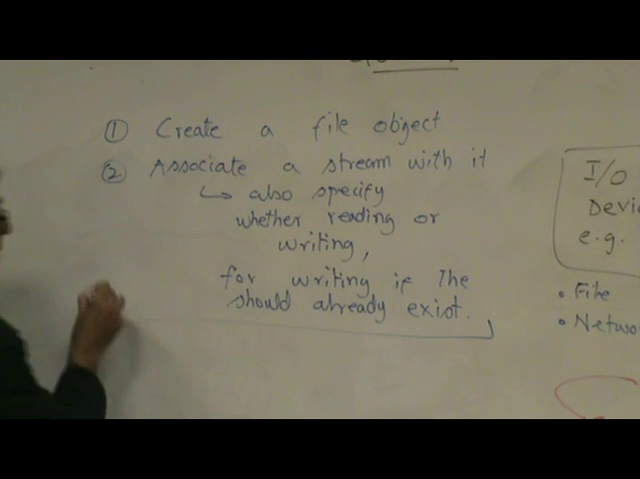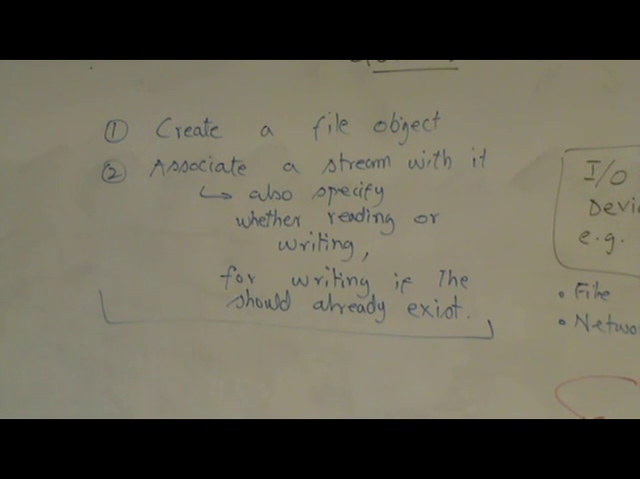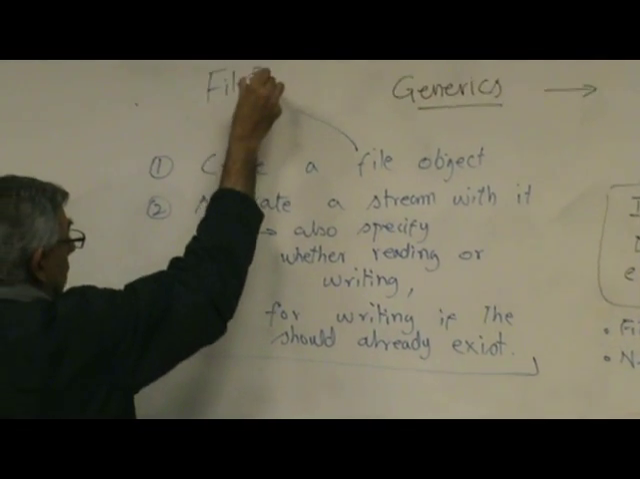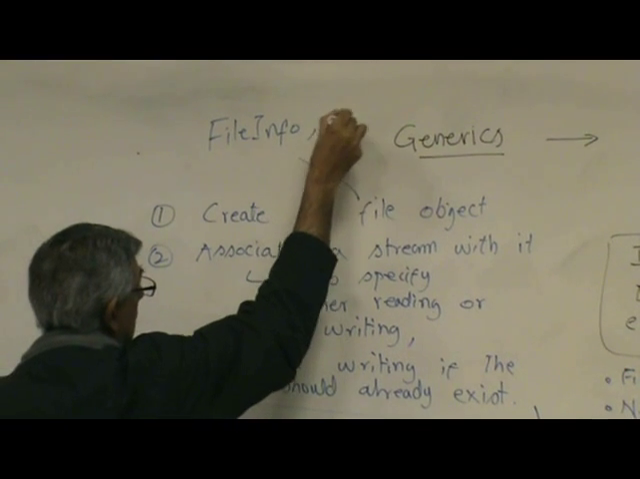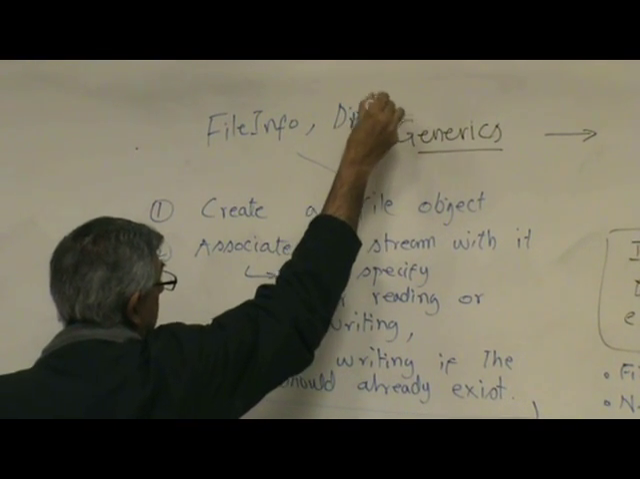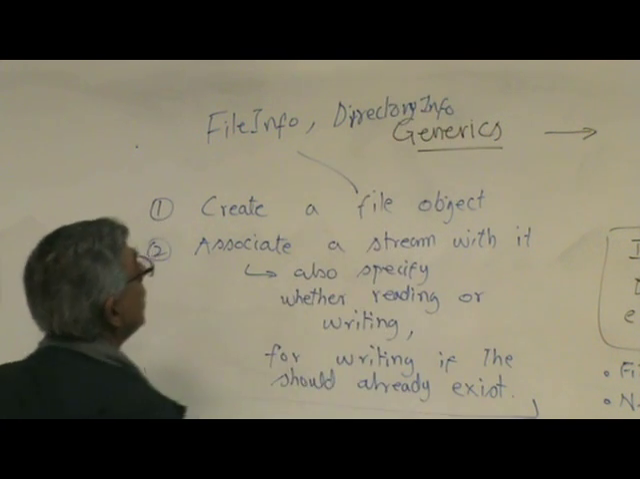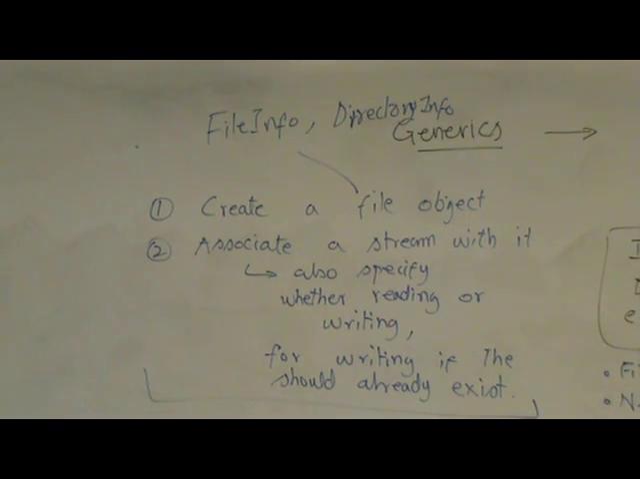So now let me show you typical code. So we have two classes called FileInfo and DirectoryInfo in the .NET library, which allow us to explore a directory and pick up a file, so that we can read or write to it. Okay. So here's a typical code.